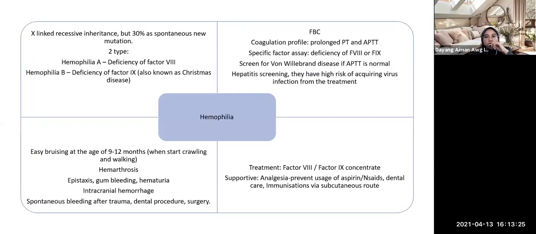So next is hemophilia. Hemophilia is actually recessive inheritance, but a percentage is due to spontaneous mutation. Hemophilia can be divided into two types: hemophilia A and hemophilia B, with deficiency in factor 8 for hemophilia A, and deficiency of factor 9 in hemophilia B, which is also known as Christmas disease.